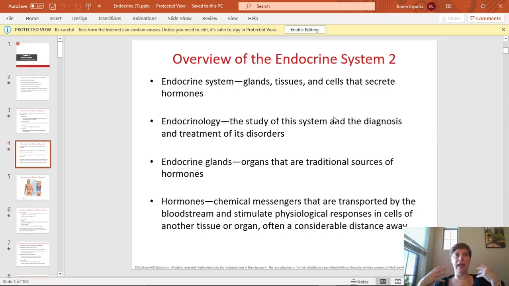The endocrine system consists of the glands, the tissues, and the cells that actually secrete those hormones that travel through our blood system. Endocrinology is the study of this system and the diagnosis and treatment of the disorders associated with this system. Endocrine glands are the organs that are the sources of the hormones, and the hormones are those chemical messengers that are transported by the bloodstream to signal certain physiological responses from one cell to another or in tissues and organs. One of the things with hormones is it doesn't have to be right next door to the endocrine gland that's releasing it. For instance, the pituitary gland in our brain affects receptors all over our body.